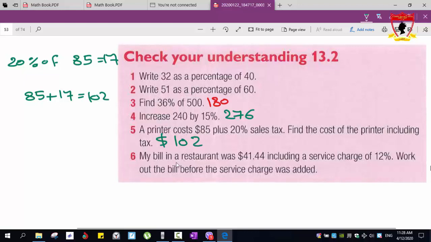My bill in a restaurant was $41.44, including a service charge of 12%. Work out the bill before the service charge. This time we need to take out something from this, so it will be a decrease. But the first step, the percentage, doesn't change. Firstly, we have to calculate 12% of 41.44.